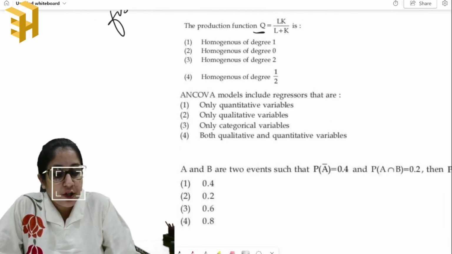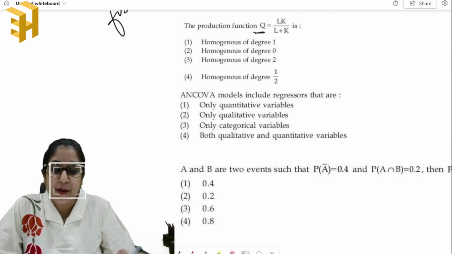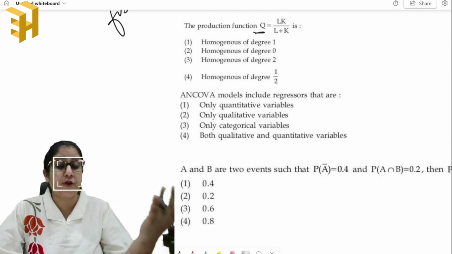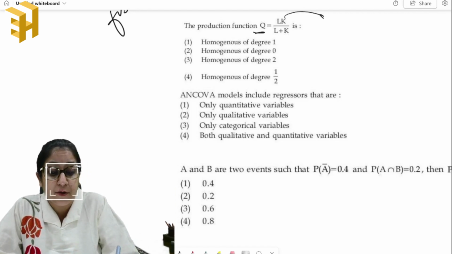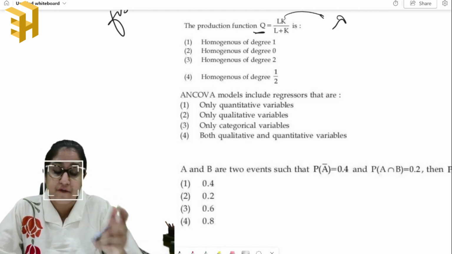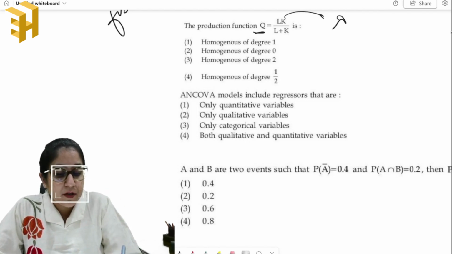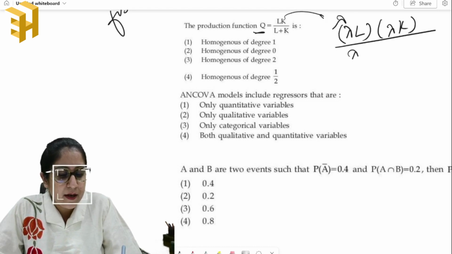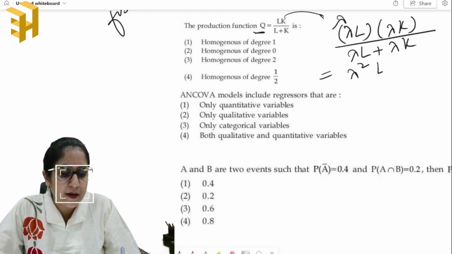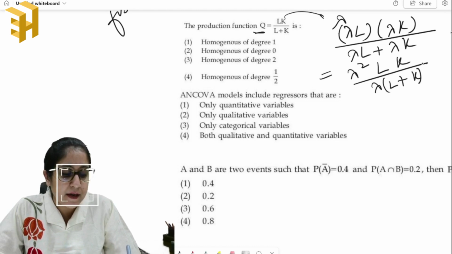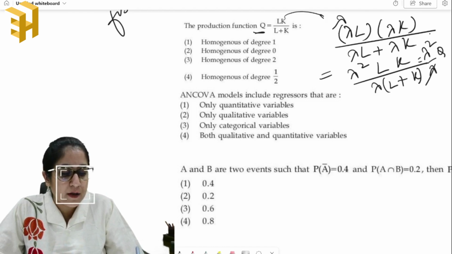The production function Q is given as LK divided by L plus K and is homogeneous of degree. And how do we determine the homogeneity? So basically, we will multiply both the factors of production with lambda. So we can say lambda L into lambda K divided by lambda L plus lambda K, which will be lambda square into LK divided by lambda, taking common, L plus K, which is equal to lambda square by lambda into Q, cutting it out.